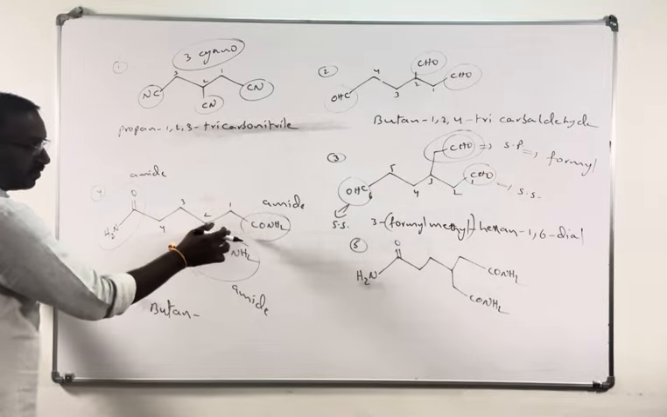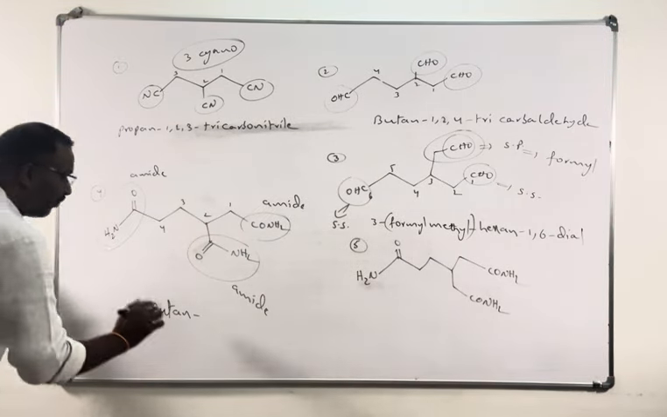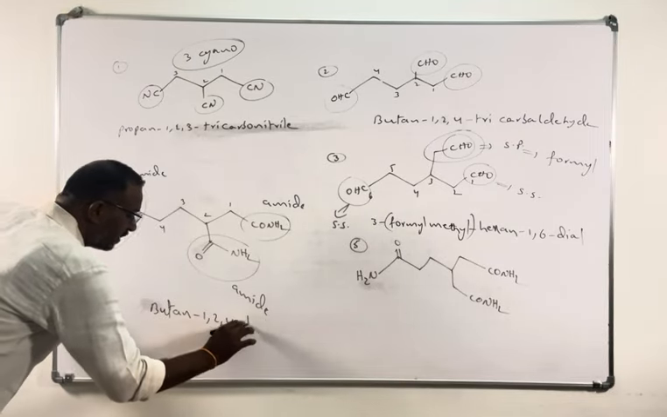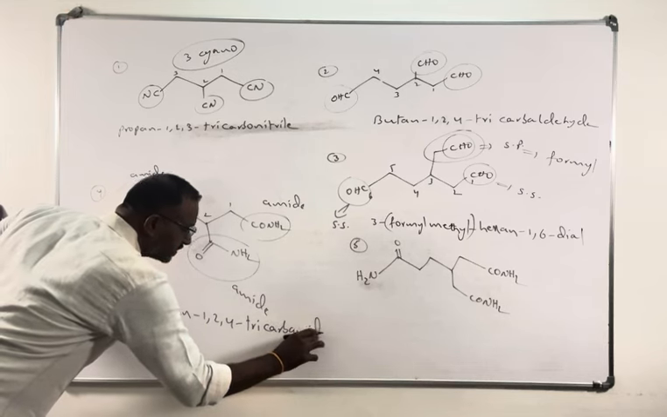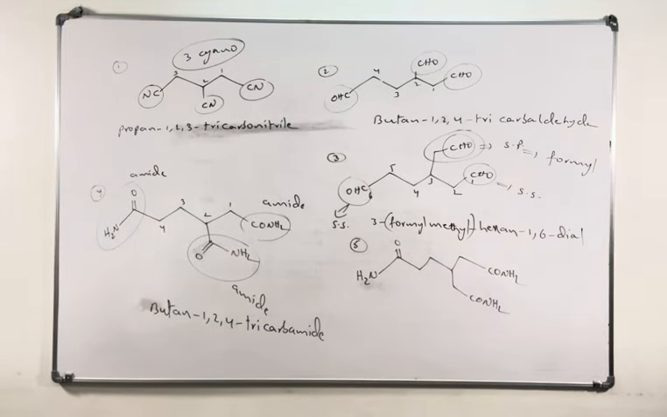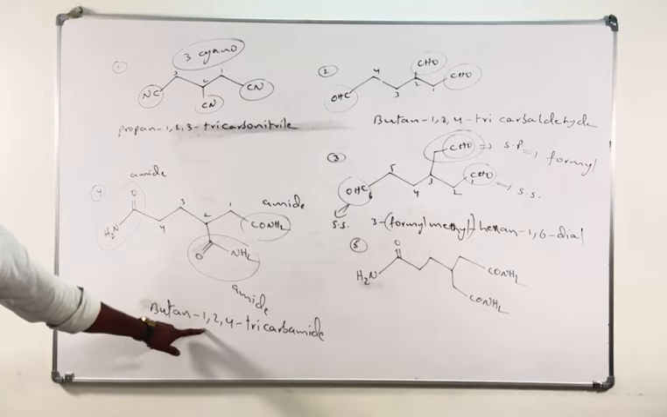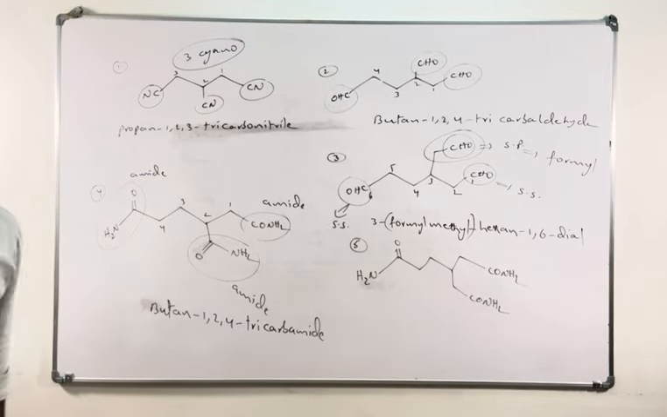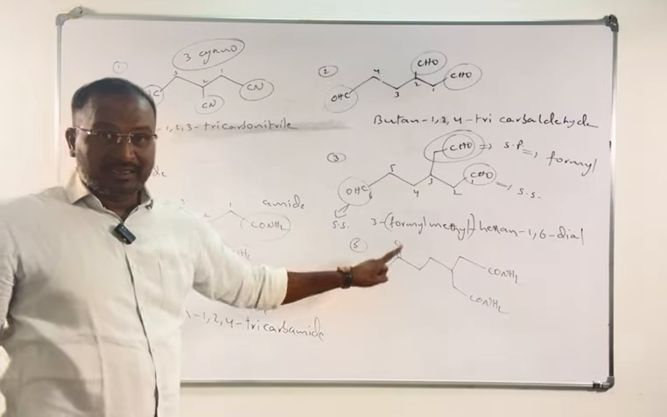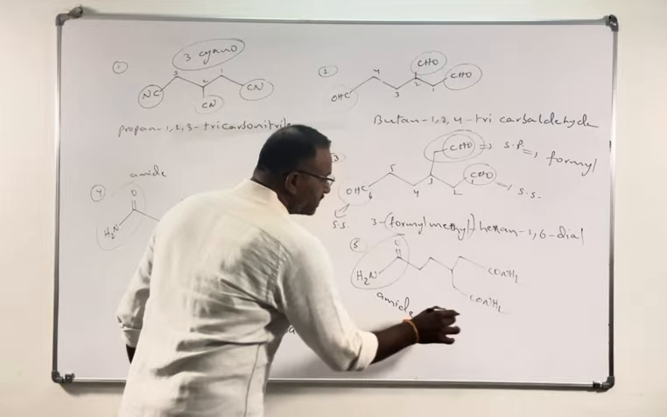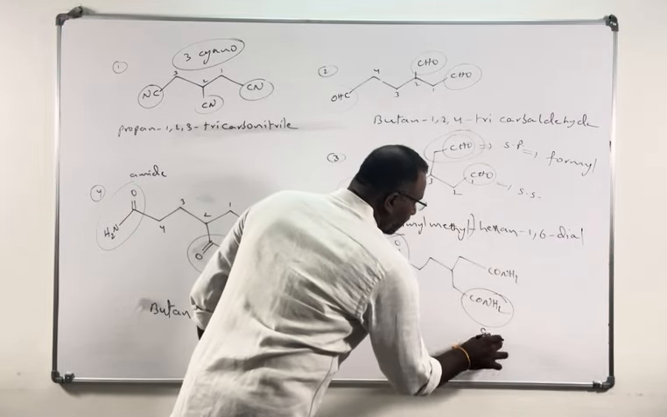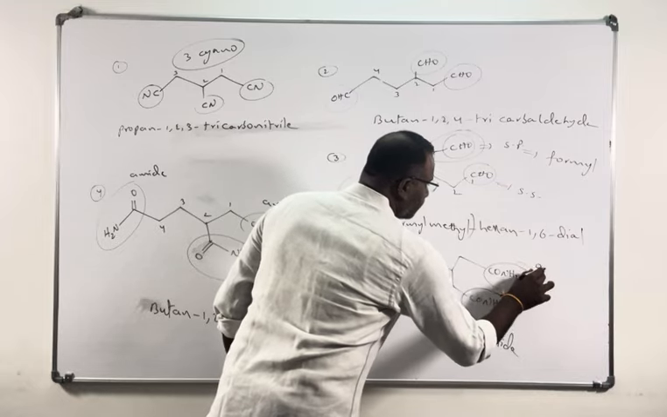And the positions of these amide groups are 1, 2, 4. 1 comma 2 comma 4 tricarbamide, because carbon is there and amide is there, so we have to say that as carbamide. 1 comma 2 comma 4 tricarbamide we have to say. Why? Because all these are attached to the main chain. In this case, this is an amide group and this is an amide group and this is an amide group.